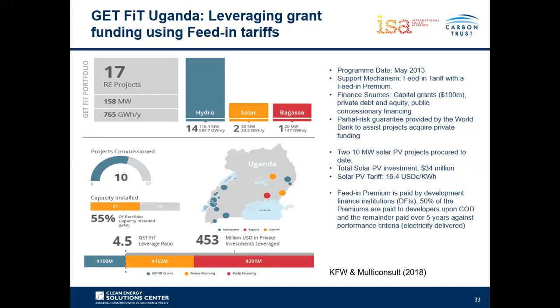So if they delivered less than, for example, 75% of the electricity that they stipulated in the power purchase agreement, they were penalized or didn't receive the feed-in premium. But as long as they were meeting their energy forecast and electricity forecast targets, they would receive this premium in addition to the feed-in tariff paid by the local utility.